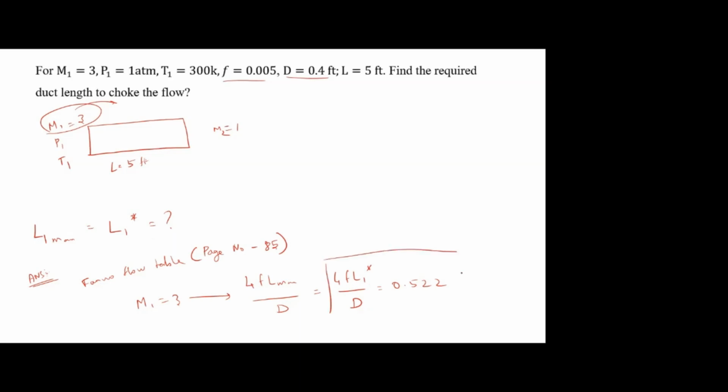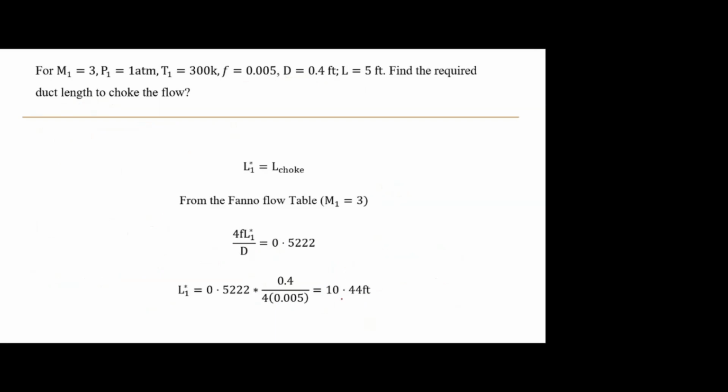Now from this ratio, I know the f value, I know the D value, 4 also it is given. From that I can find L1 star. If you find that L1 star, it will be 10.44 feet. So initially they are given a length of 5 feet with Mach number 3. That means this 5 feet is maybe decelerating this Mach number 3 to 2 or something else. If you want to achieve sonic at the end, then we should further increase the duct by, I think, 5.44 feet. Is that clear, this problem?